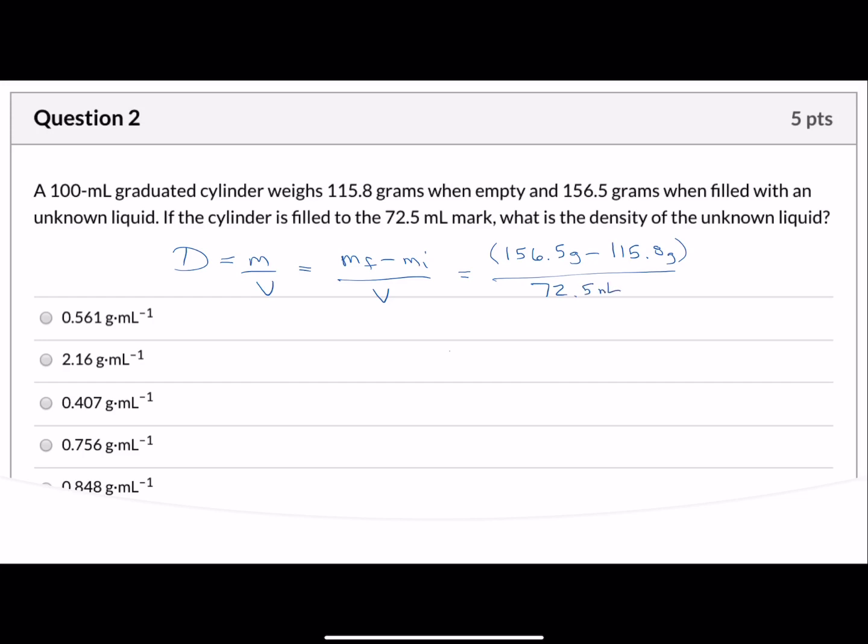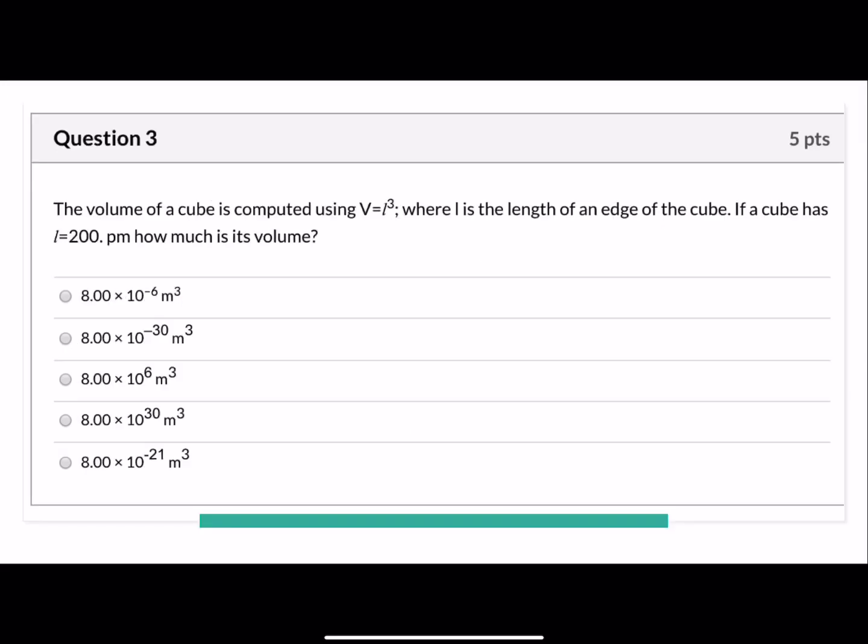So if I do a little more of the math, I can see that I end up with 40.7 grams, and I divide that by 72.5 milliliters. And I'm set up because I know the units of density are grams per milliliter. I have three significant figures in my numerator. I have three significant figures in my denominator, and thus my density is equal to 0.561 grams per mil. There we go. I hope that's one of the answers. Yes, it's the first answer. There we go.